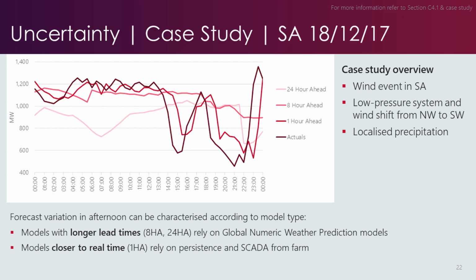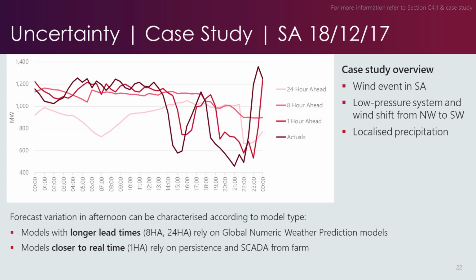Okay, so we might use a bit of a case study to take a look at how we assessed uncertainty for this report. What we are looking at here is a graph showing wind output in South Australia on the 18th of December 2017. We can see the 1 hour ahead, 8 hour ahead, and 24 hour ahead forecasts, as well as the actual output on the graph. We can also see that in the morning there's not a lot of variability, and most of the forecasts seem to be doing pretty well. The 24 hour ahead is undershooting a little bit, but is corrected by the 8 hour ahead.